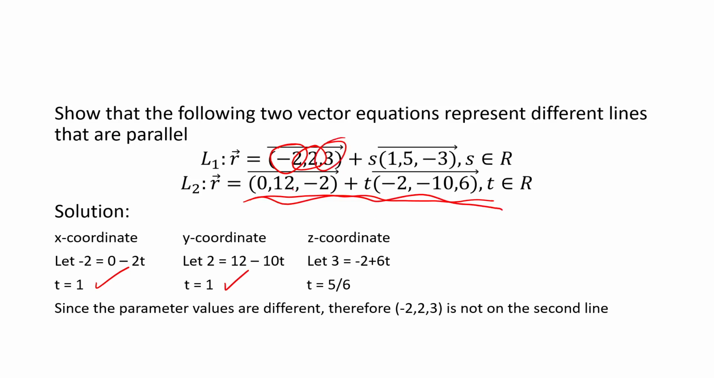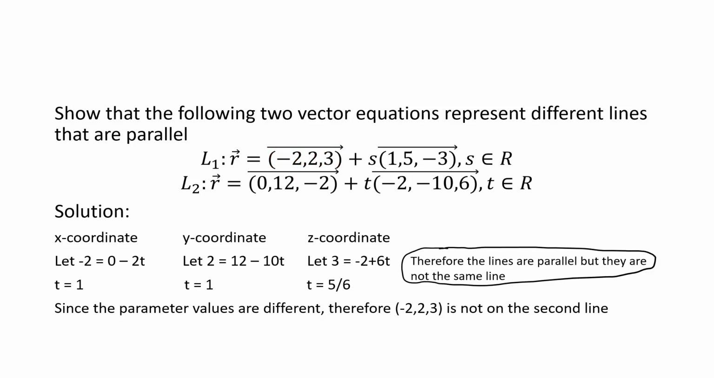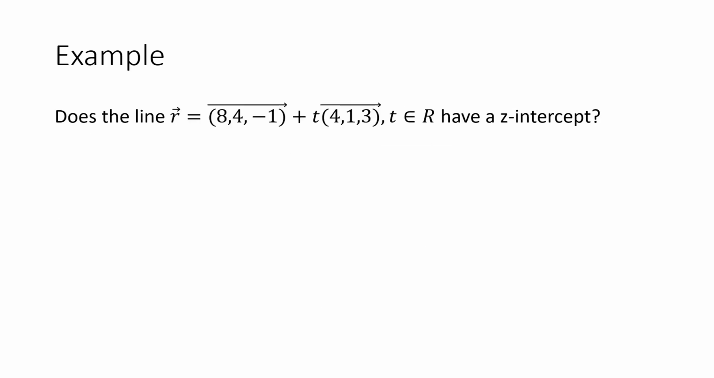But then we let z equal 3, and we plug that into the parametric expression for z in the second line. We get t equals 5/6. Pretty close, but different. So therefore, -2, 2, 3 is not on the second line. And what that means is therefore the lines are parallel, but they're not the same line. And in math, we say parallel non-coincident.